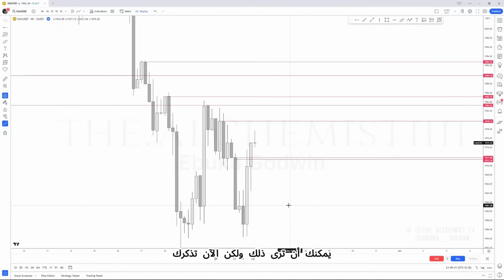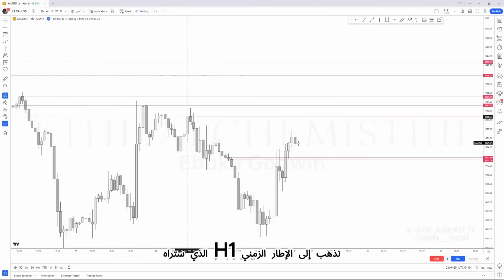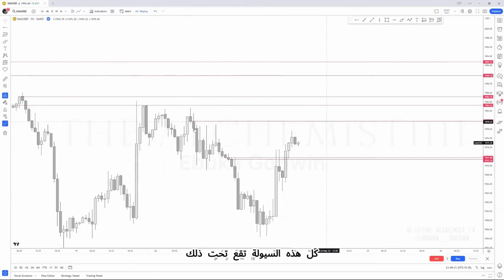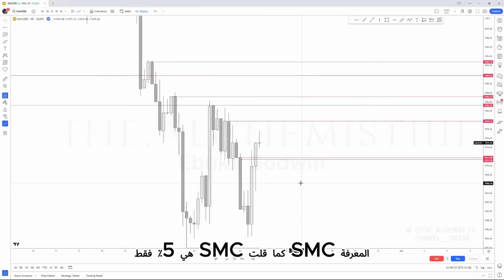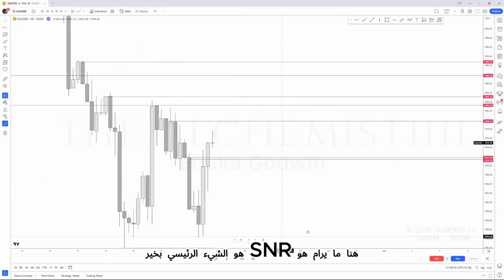Can you see that? Now remember, you can take trades here, but these are the best. Okay, these are short term, these are long term. Why? These are weekly levels, this is just a H4 level, right? You need to understand that very well. And also, if you go to the H1 time frame, you will see all this liquidity sitting below that level. See how interesting this gets? You need to have a little bit of SMC knowledge. SMC, like I told you, SMC is only 5% here. Okay, SNR is the main thing.